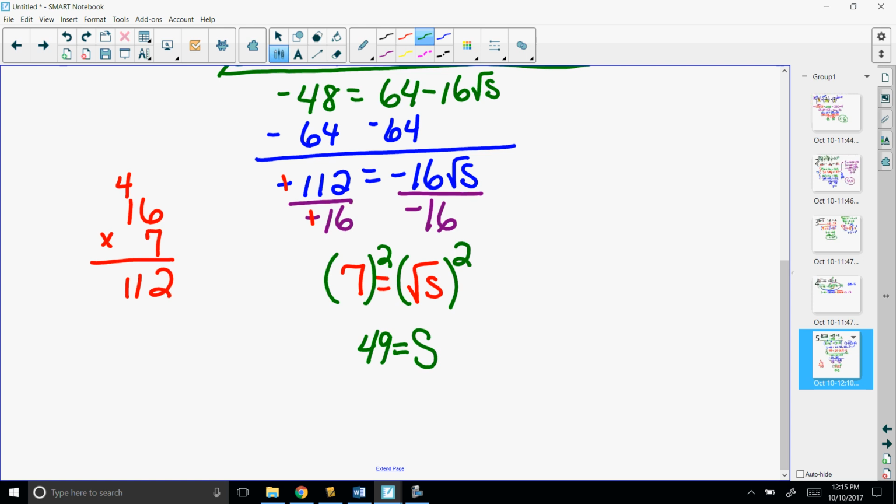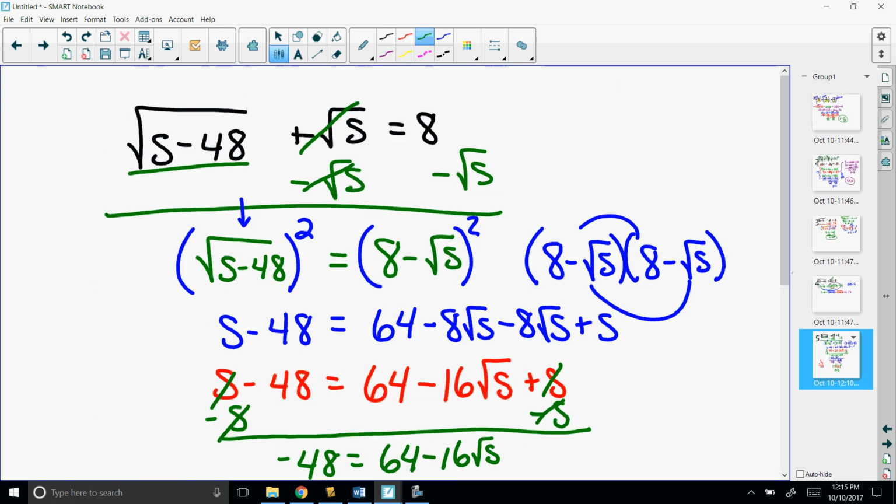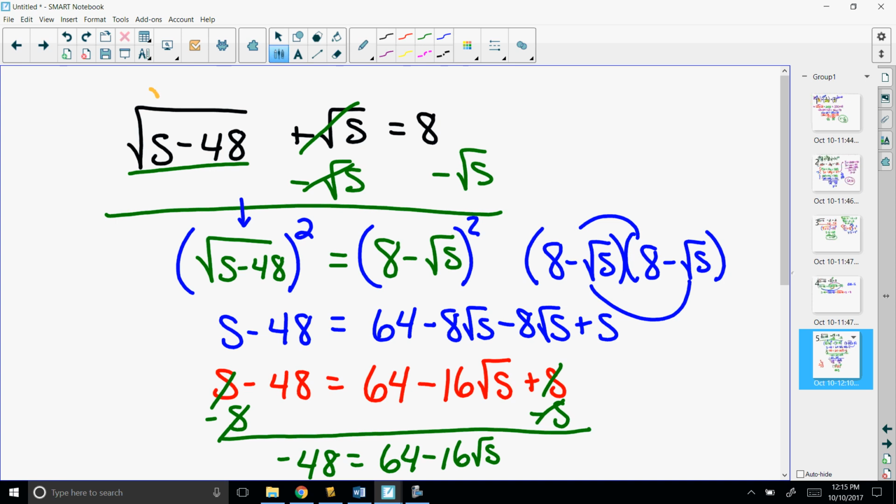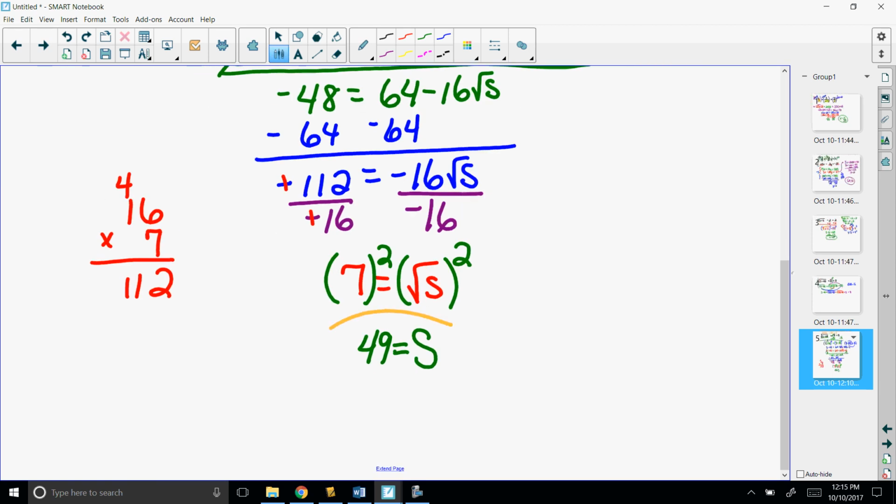Check yourself. So we're going to go back to the very original problem and check ourselves. Let's do that in orange. s was what? 49. So I get the square root of 49 minus 48 plus the square root of 49. Does that equal 8? Yes, it does. 49 minus 48 is 1. Square root of 1 is 1. 1 plus the square root of 49, which is 7. 1 plus 7 is 8. So is your answer 49? Yes, it is.